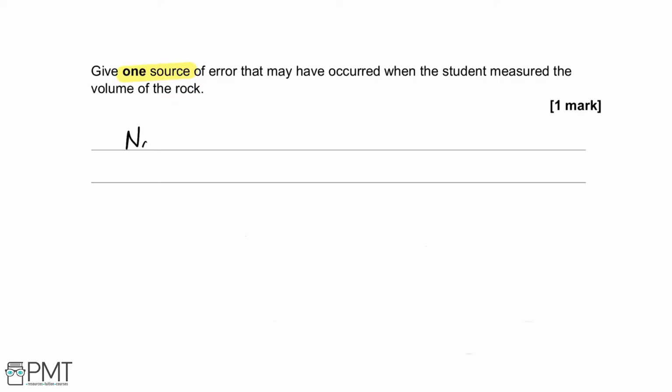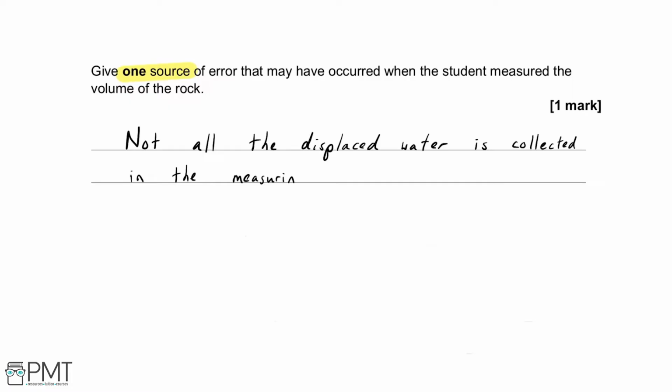So the answer that I'm going to go with for this is that not all the displaced water is collected in the measuring cylinder. Other correct answers would include that the eye position of the student when using the measuring cylinder was not level with the measurements. The technical term for this is parallax error. So if you're sort of looking down at an angle like this, so if the measuring cylinder is here and your eye is up here and you're looking down at it, then obviously you're not going to get the right measurement.